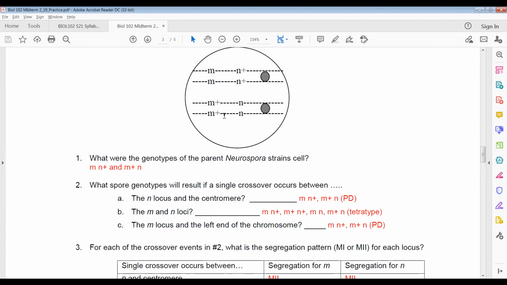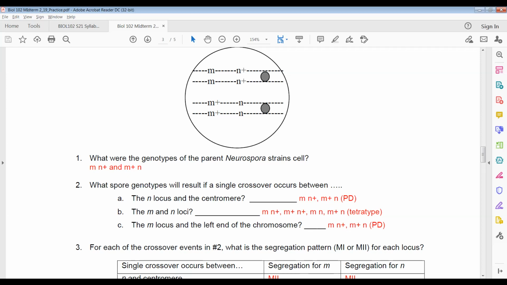So this is interesting. Only a crossover occurring here or here can mess up the initial relationship between M and N with the centromere, right? If there's a crossover occurring here, this region will not be affected, only this region. Think about here: only the region on the left will be exchanged between these two, so it will not affect the relationship between M and N with the centromere.